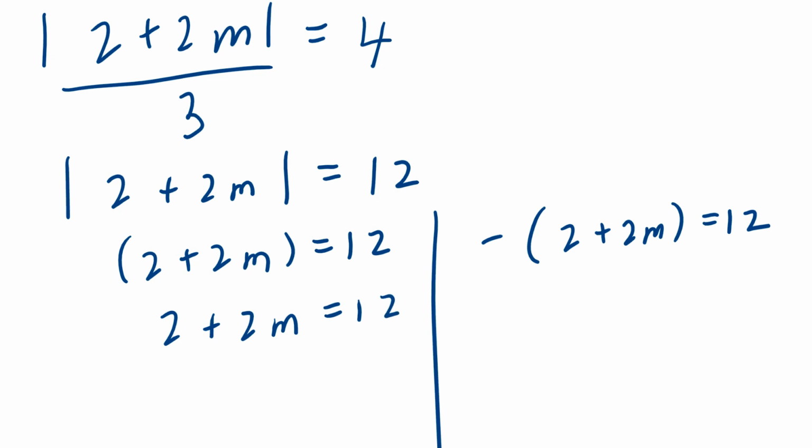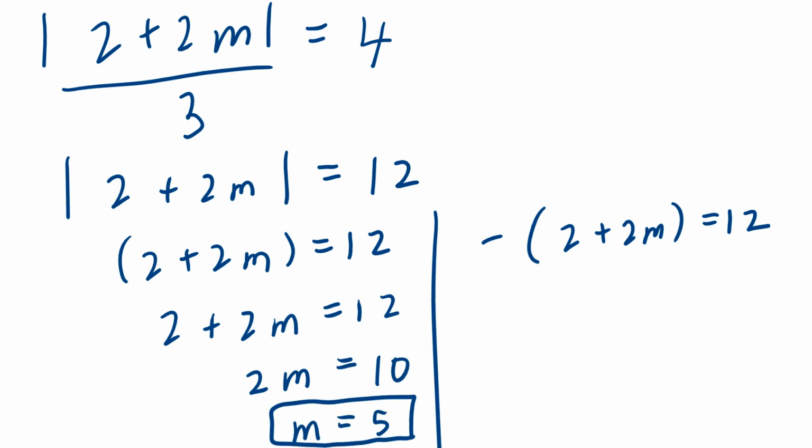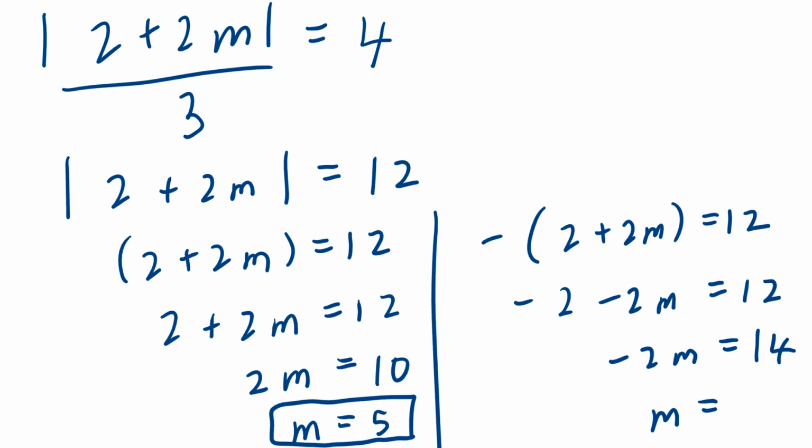Now, I go back, and in the first case, if I solve for this, 2 plus 2m equals 12. The opposite of adding 2 is to subtract 2. 12 minus 2 is going to be 10. So m equals 5. Now likewise, in the second column, I can expand this first. This would give you negative 2 minus 2m, which equals 12. Again, the opposite of subtracting 2 is to add 2. 12 plus 2 is going to be 14. Again, the opposite of multiplying by negative 2 is to divide by negative 2. 14 divided by negative 2 is negative 7. I hope this makes sense.